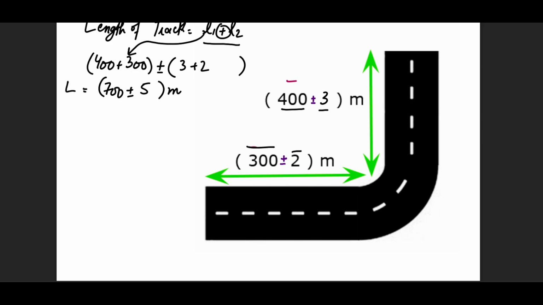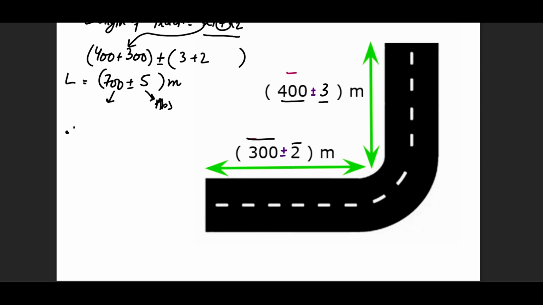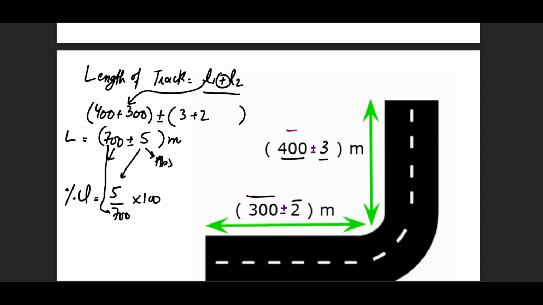This is my length of path L. And this is my absolute error. This is my true value. If I wanted to find the percentage error or percentage uncertainty, this would be 5, which is the absolute error, divided by the true value, which is 700, which I calculated, multiplied by 100 to make it a percentage, right? So we understand how to deal with percentage errors.